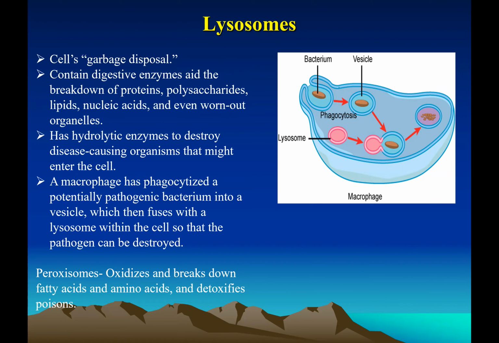Peroxisomes is another organelle that will get rid of the peroxide. Peroxide is a byproduct of metabolism. So peroxisomes will oxidize and break down hydrogen peroxide, and also it can break down fatty acids. And it can also detoxify poisons. So that's another organelle that's found in the cells.